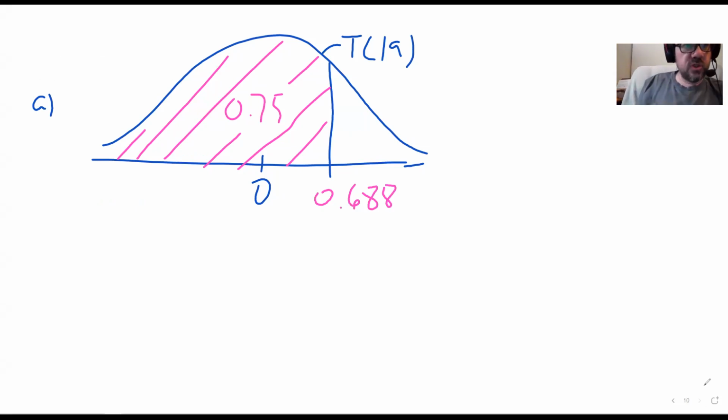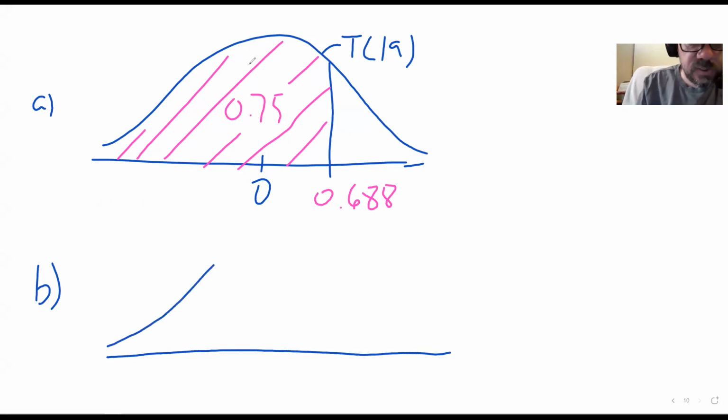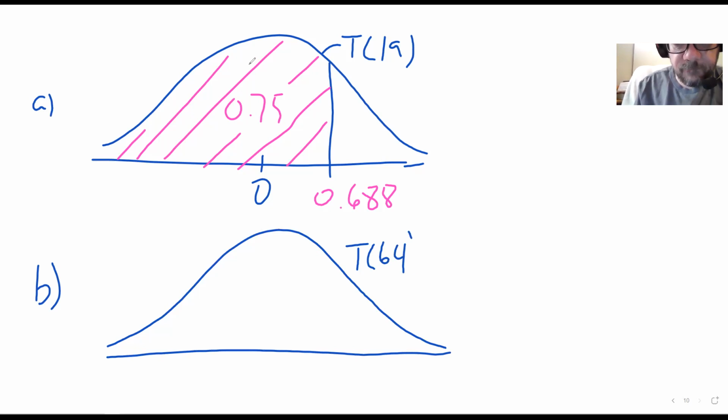All right, so that picture is going to look like, there's my blue. So B, my picture this time looks like this. So we got, this is T64. Still centered at 0 because they all are. And then we said, I want the middle 95%. So this bit in the middle here is 0.95.